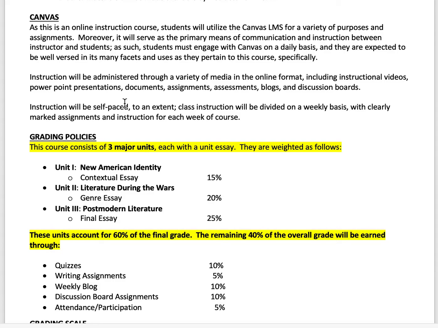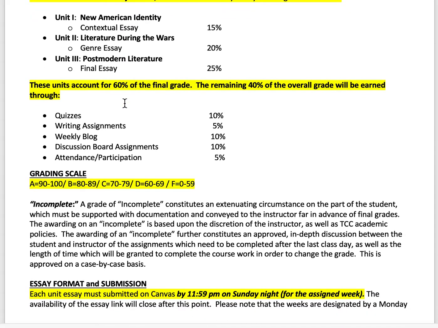There are 3 units in this course. The first is the new American identity, which will take us from 1865 up through World War I. Then we have World War I and World War II, so it's literature during the wars.